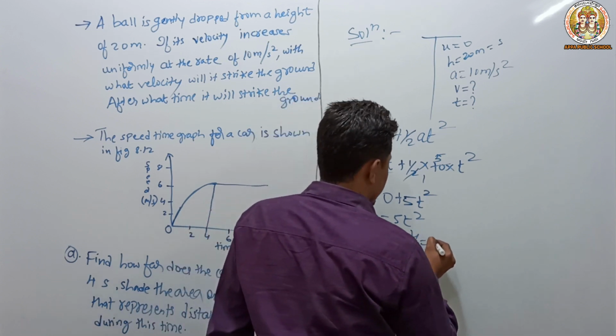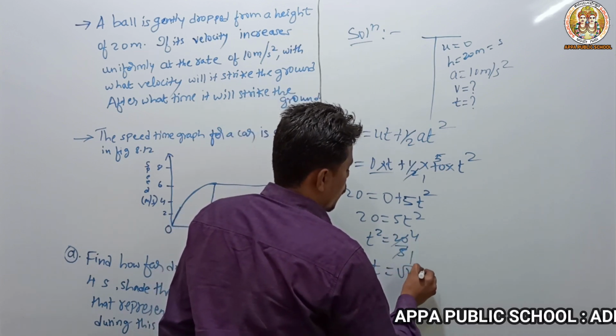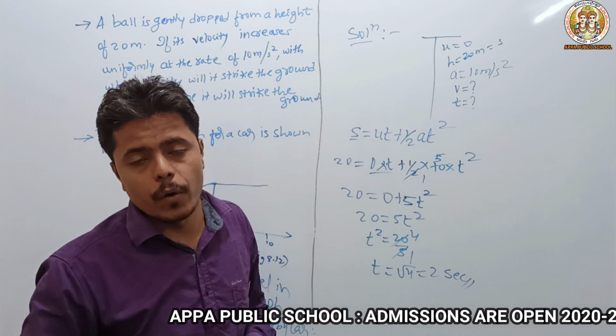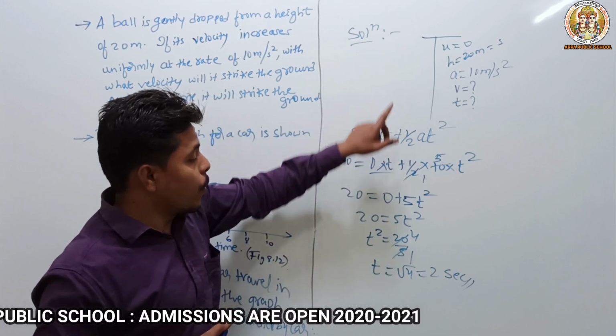Now t is equals to square root of 4, which is nothing but 2. So we got the time taken, 2 seconds. So we have got the time now.